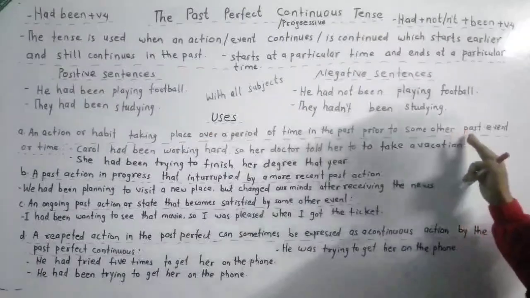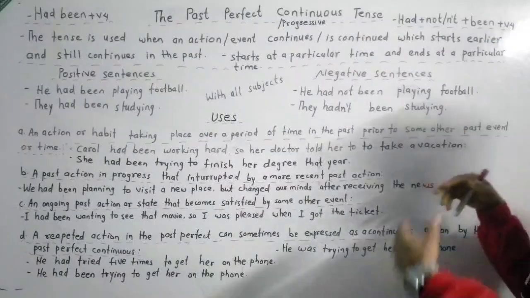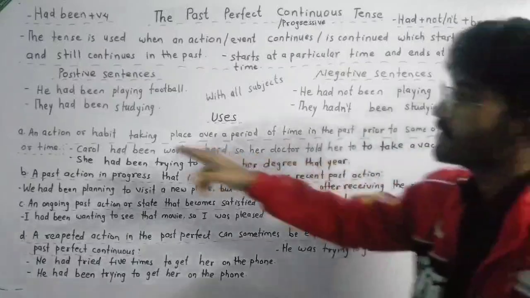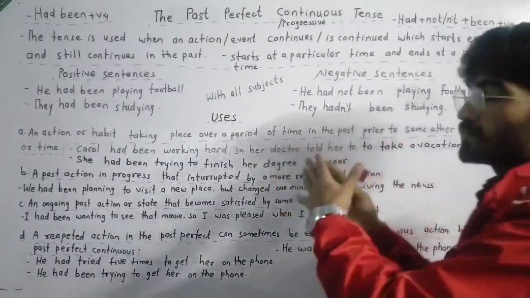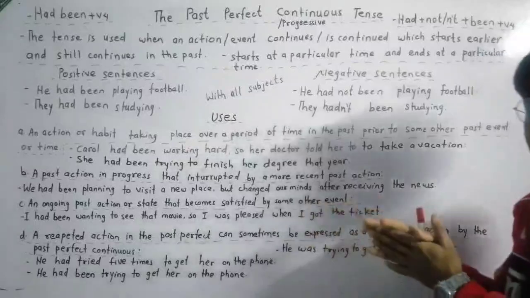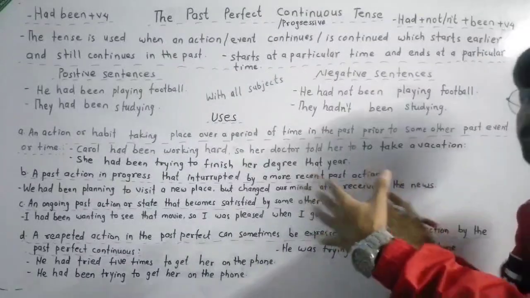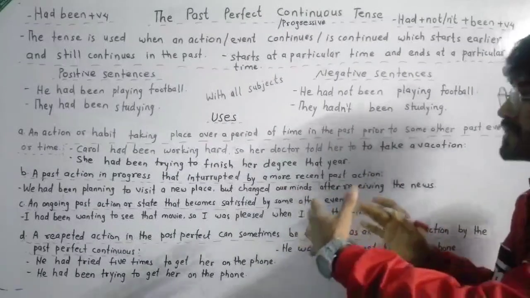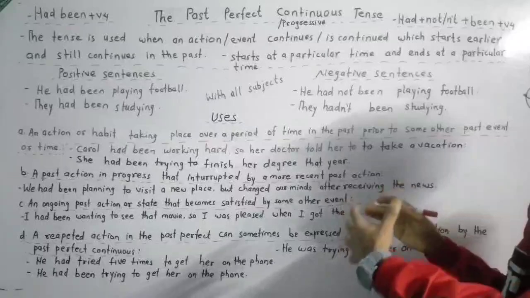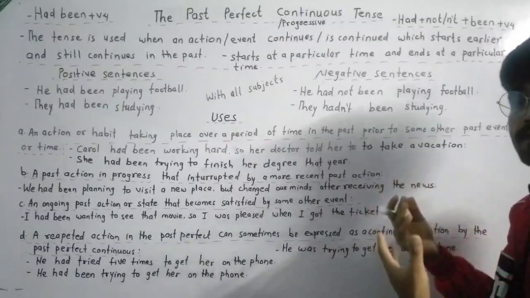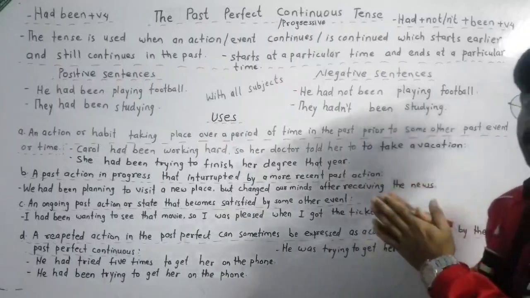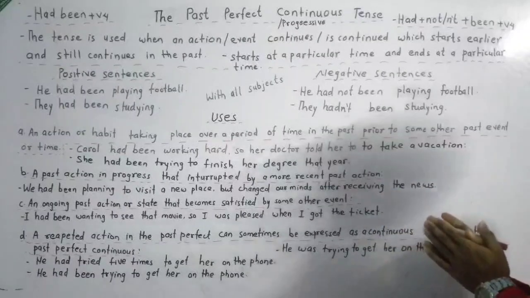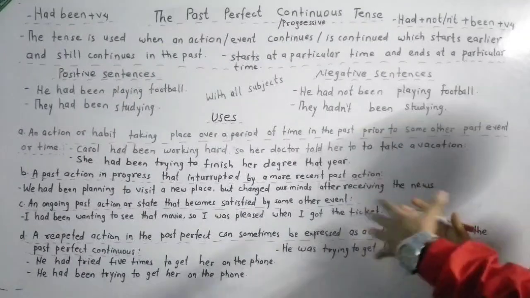Prior to some other past event. Before a past event or time happened, something took place in the past, or it was a duration. Before something happened, it took place in the past to show a duration.